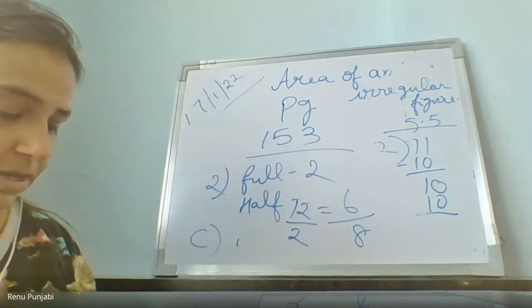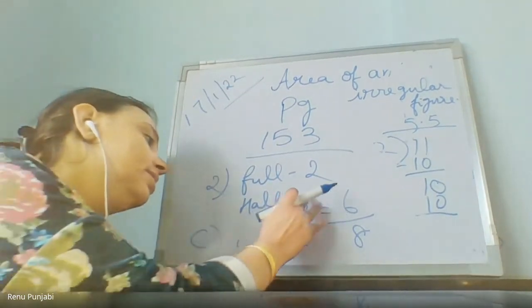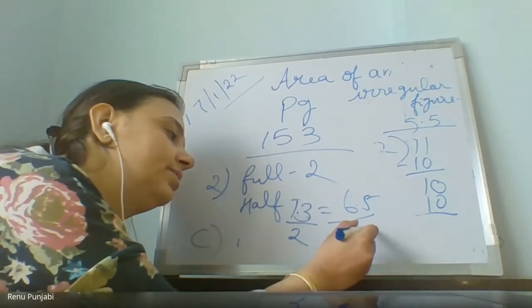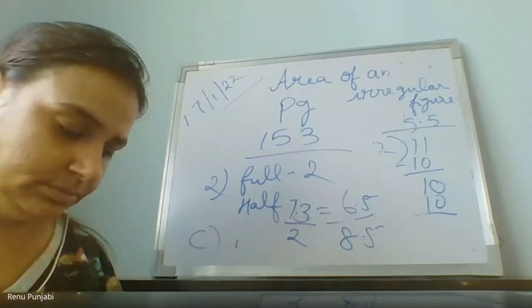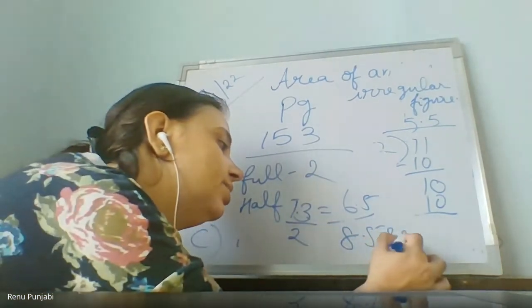Okay. So the answer will be 9.5. Ma'am, so the exact answer will be 8 square centimeters, no? I mean units. 8.5 square units. Okay, ma'am.